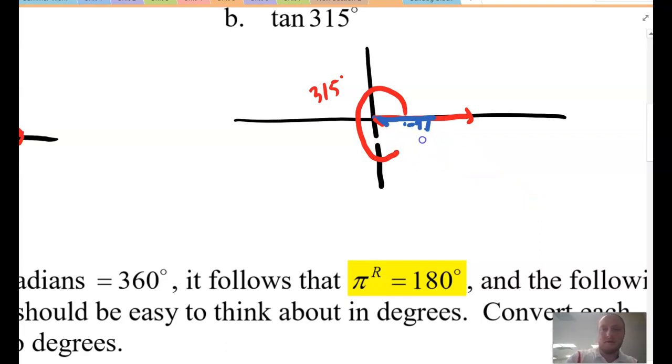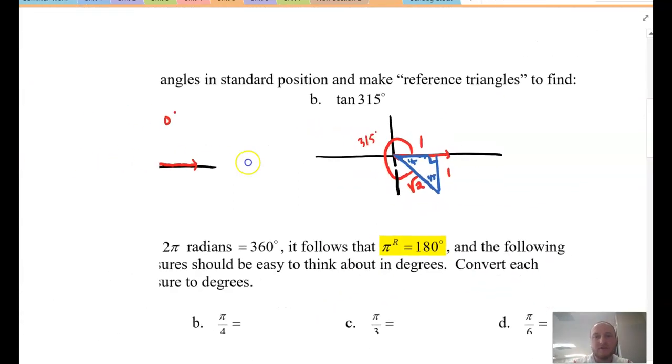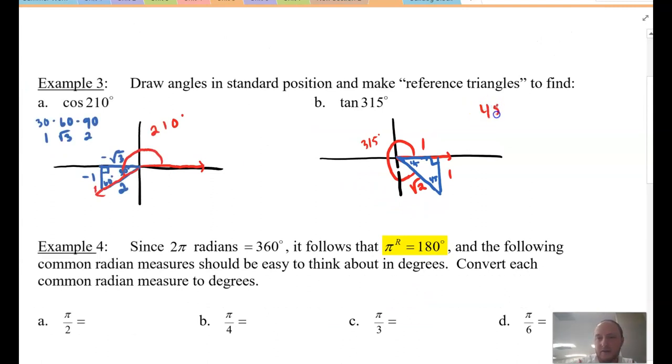I want to draw it better. So 45, 45, and here's our 90-degree angle. The sides across from the 45s are 1, so 1, and the side across from the right angle, the hypotenuse, is root 2. Again, those are the special triangles. I'll write this here: 45, 45, 90 is 1, 1, root 2.